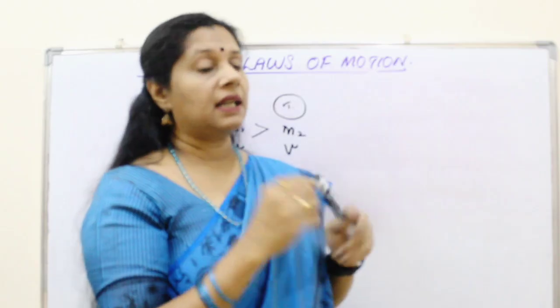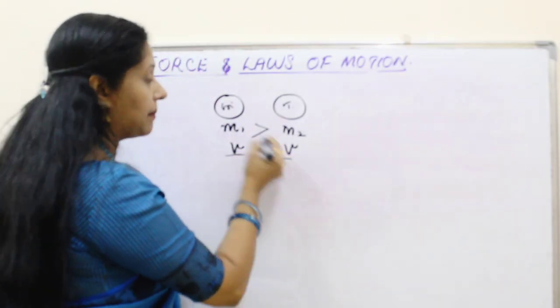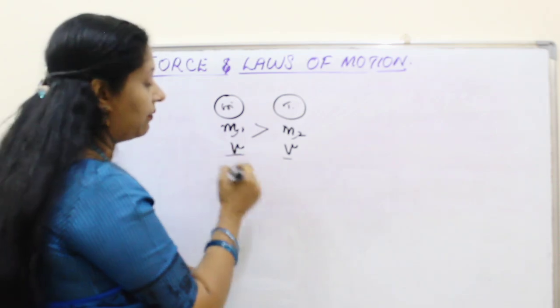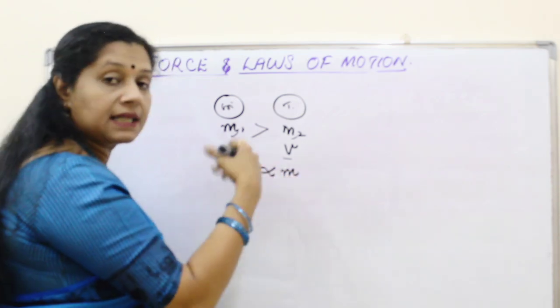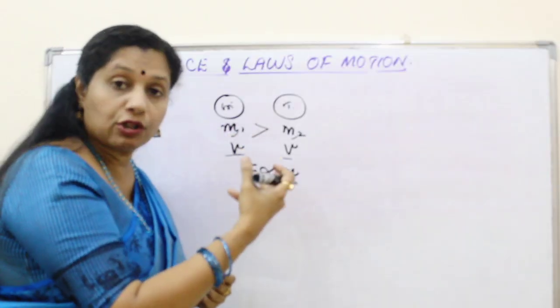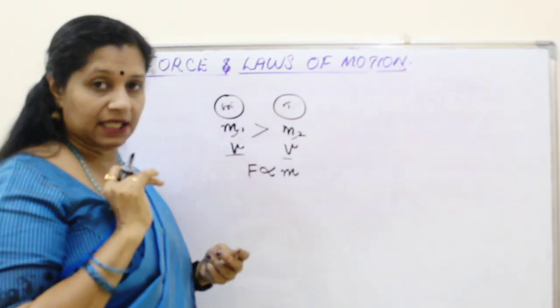So which parameter is different here? Velocity is the same, but mass was different. So we could find that the force is directly proportional to mass. When mass increased, we needed more force to stop it. When the mass decreased, as in the lighter tennis ball, we needed only less force.